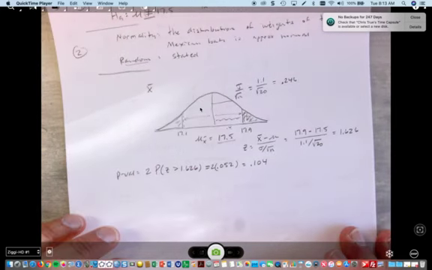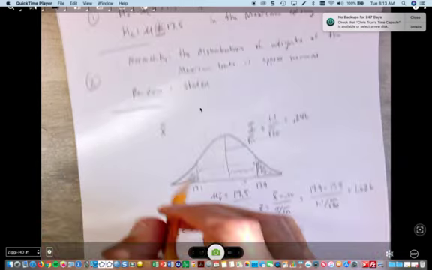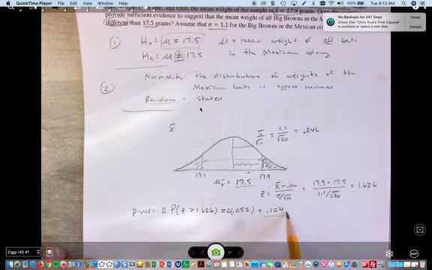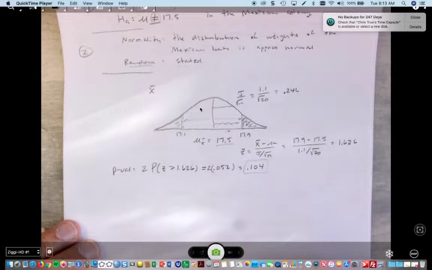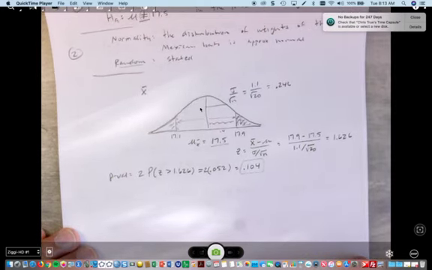Okay, so now we need to make a decision. Our decision is, what do we think about this null hypothesis? We have to, again, interpret this 10.4%. If I asked you, do you think that 10.4% is a high probability? Some of you would probably say yes, and some of you would say no.